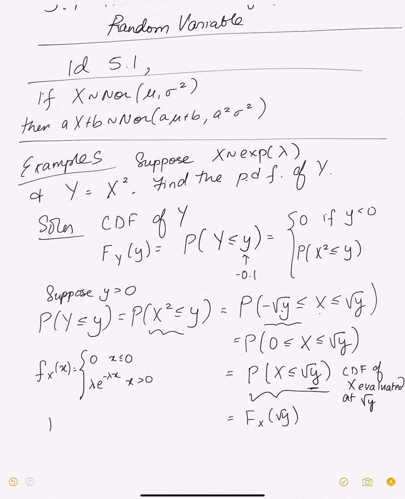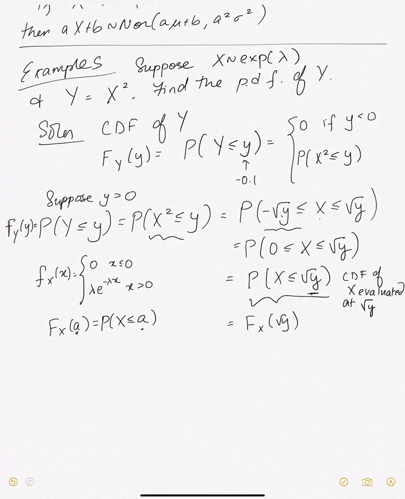Because you remember, what is F sub X of a? This is the probability that X is less than or equal to a. So if a is square root of y, that's what you have exactly over here. Okay, so what do we have so far? We have that F sub Y of y is F sub X of square root of y. Okay, let's write that down. So F sub Y of y is equal to F sub X of square root of y.